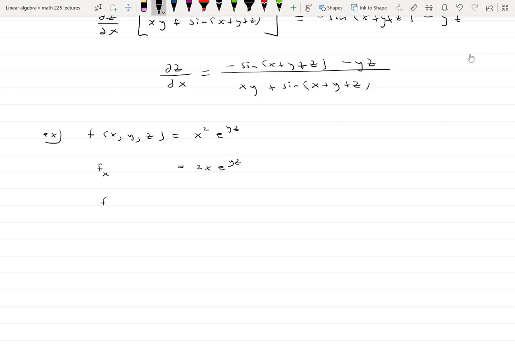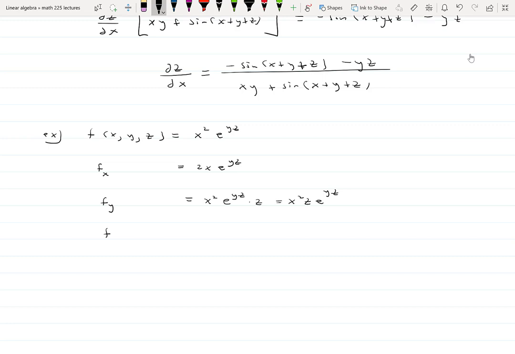So what's the partial derivative of f with respect to y? That means I hold x and z constant. X is constant, so x squared is constant. So that x squared is just going to follow. What's the derivative of e to the yz with respect to y? It's e to the yz, and here's the tricky part. What's the derivative of yz with respect to y holding z constant? It's z. See, z e to the yz.